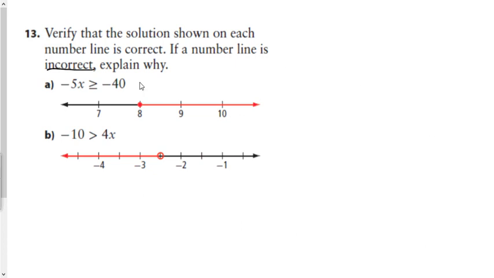In the second example, I'm going to divide both sides by a positive 4 coefficient, and all values less than negative 2.5 is my solution. Therefore, this is the correct answer because it is all values less than negative 2.5, open boundary point, because it does not include the negative 2.5 itself.